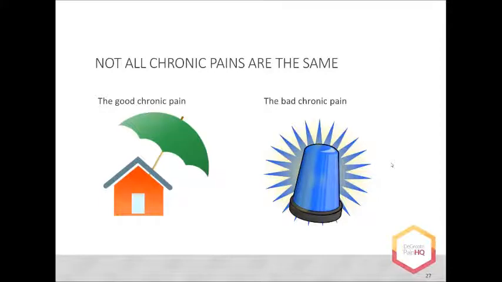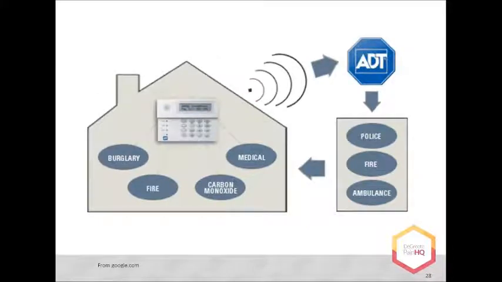So the reason why we say that the patients with neuropathic pain have to be very well selected for whom you're going to put on opioids is because not all chronic pains are the same. This is true for neuropathic and non-neuropathic pain. This is what I call the good chronic pain and the bad chronic pain. And I'll try to explain what it is. First I have to explain what chronic pain is, and what chronic pain does to the brain of a person that has chronic pain.